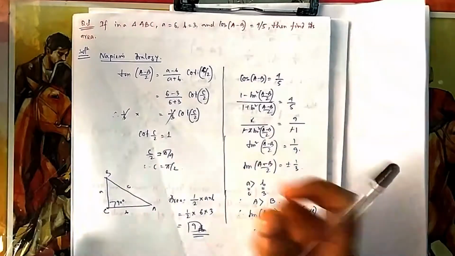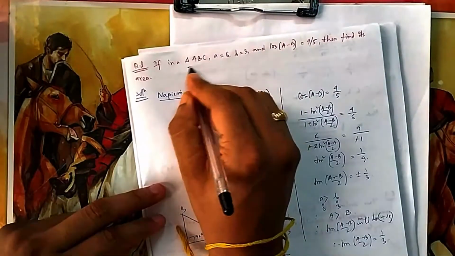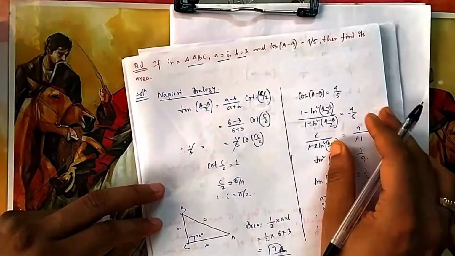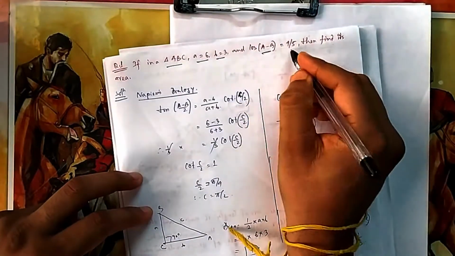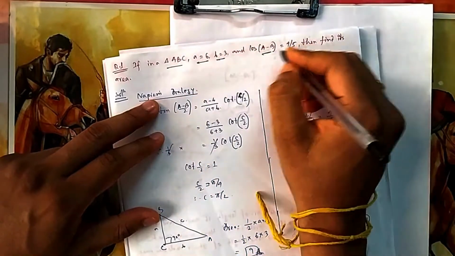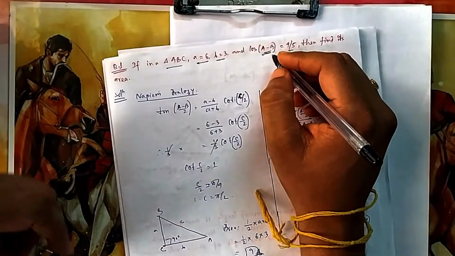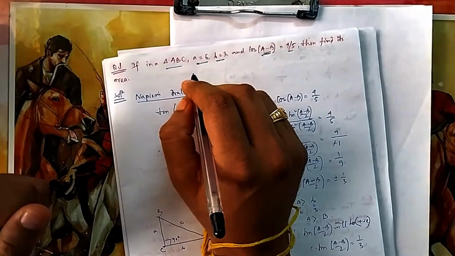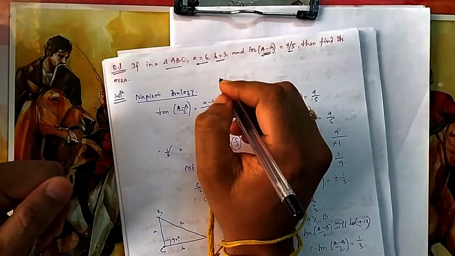Okay students, if you see the first question, in a triangle ABC, the sides a and b are given, and cos(A minus B) is given. We have to find its area. Now if you see a given, b given and A minus B given, what formula comes to your mind? The formula that comes to our mind is the tangent rule.